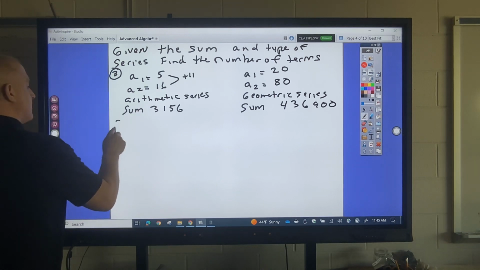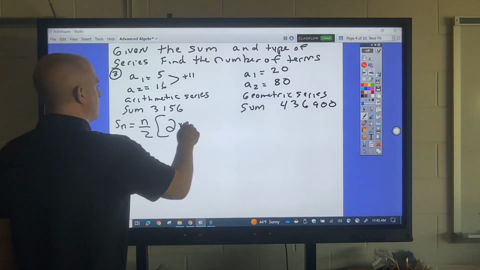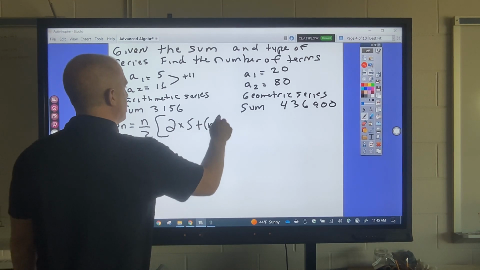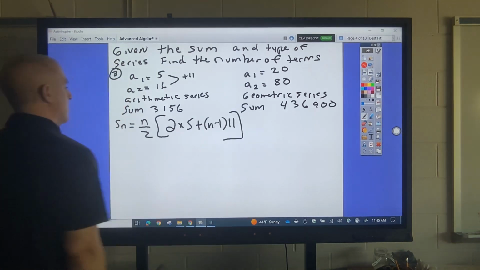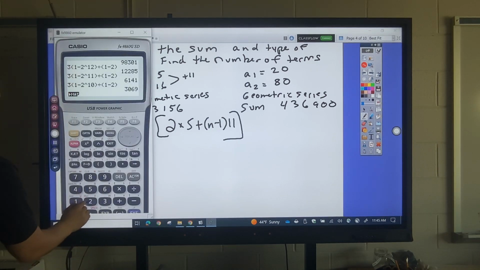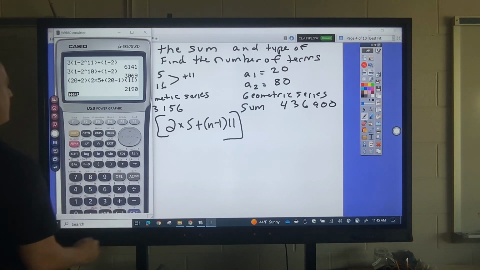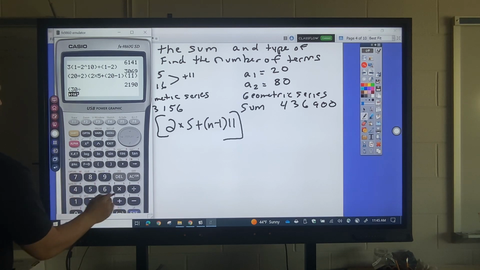Okay, here's the sum: 2 times 5 plus n minus 1 times 11. Okay, I'm trying to get 3156. This one's a little bit more detailed. Try to get 317. All right, so that's that. Let's go 30. See if we can zero in on this just a little bit faster.